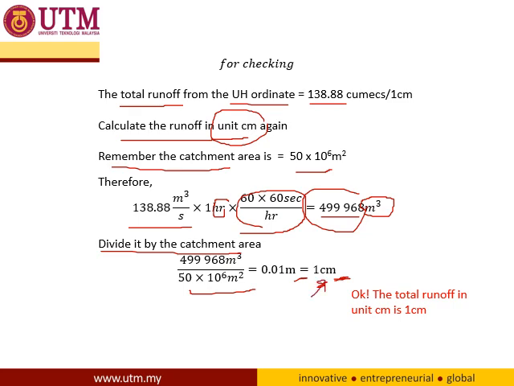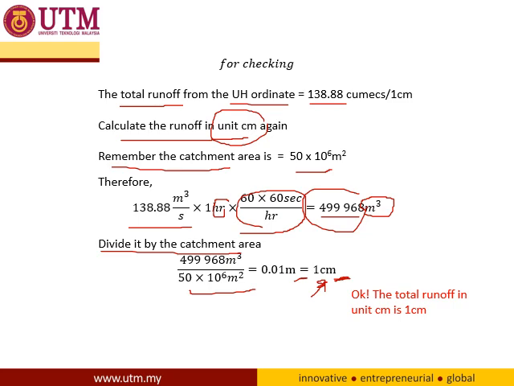Because we have calculated it right, and we had divided by 2.5 cm. 2.5 cm is the runoff for that catchment in unit depth. So if you try to calculate again the runoff in unit depth, specifically in the unit of centimeter, you should get 1, for this example.